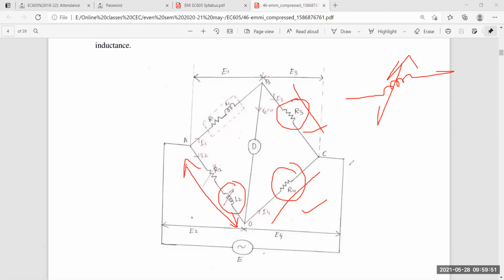Okay, so on the arm AD, it consists of variable inductance L2 that is having a fixed internal resistance, that is R2. Here R2 is the fixed internal resistance which is connected in series with the variable resistance.